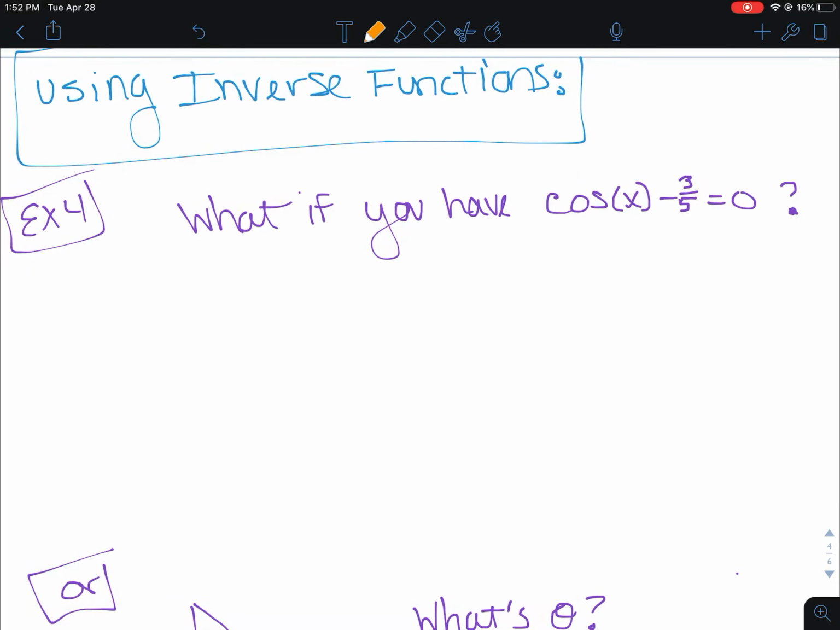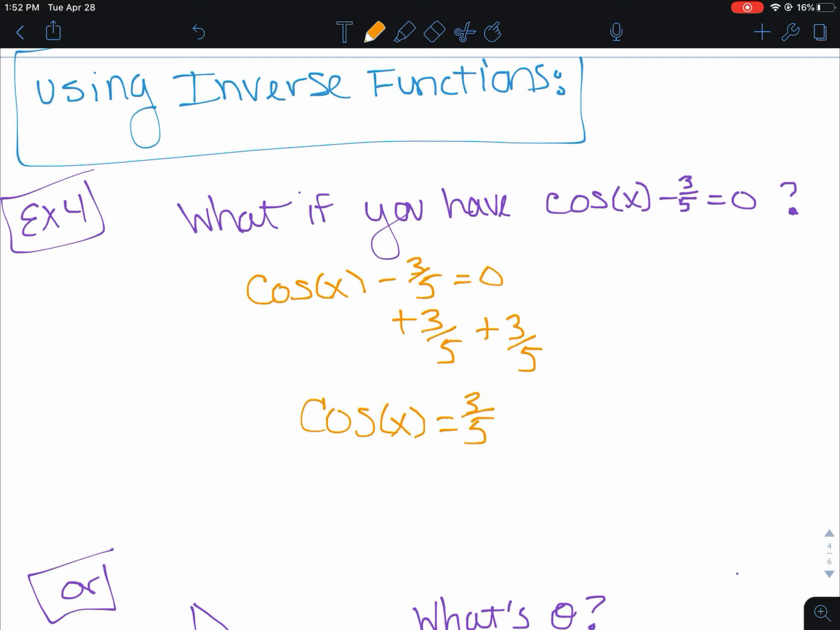So the last idea I want to talk to you about is what happens if we can't use our unit circle, right? We've been really relying on our unit circle for a while now. So here, let's look at something that maybe doesn't fall on the unit circle. So we're still trying to find the angle, but in this case, we have cosine x minus 3/5 equals 0. Well, the first thing I would do is isolate the function, so add 3/5. So cosine x is equal to 3/5.